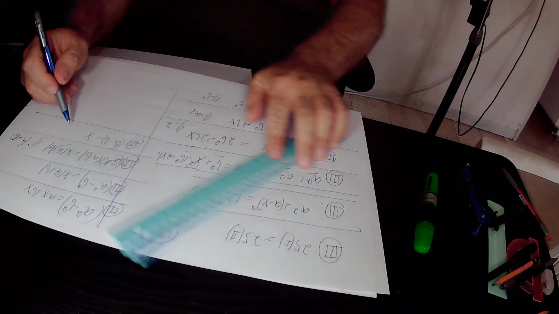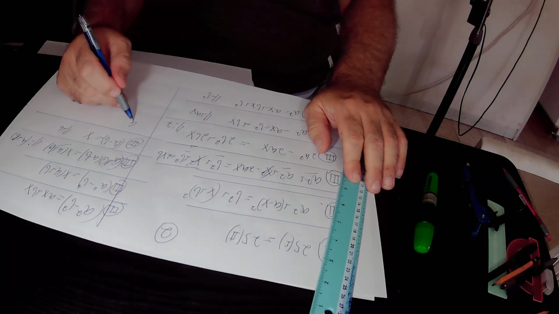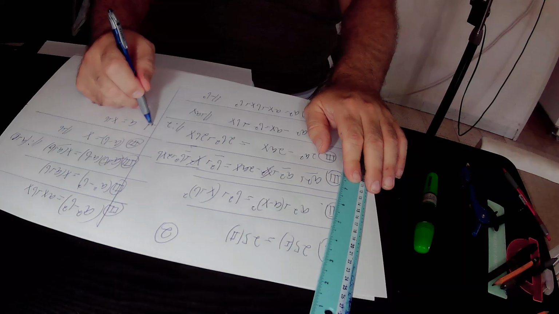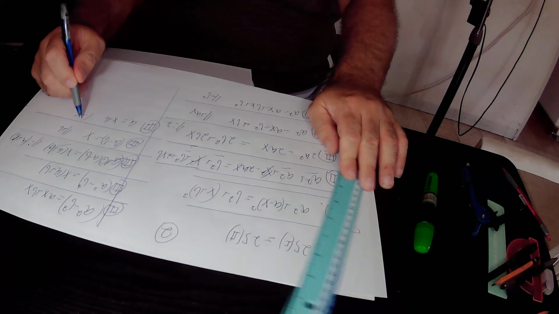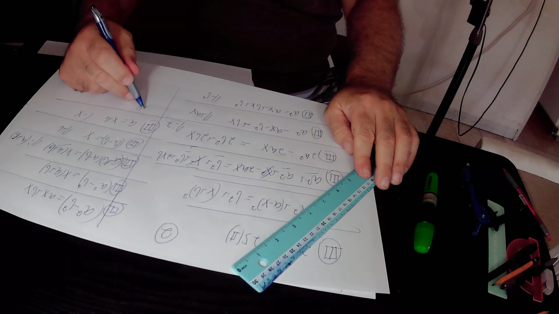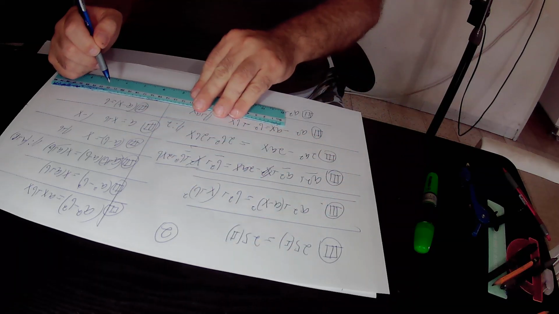Here we will add b to this equation 3, and we get that a equals x plus b. According to equation 3, a equals x plus b. Here we subtract x from this equation 3, and we find out that according to equation 3, a minus x equals b.